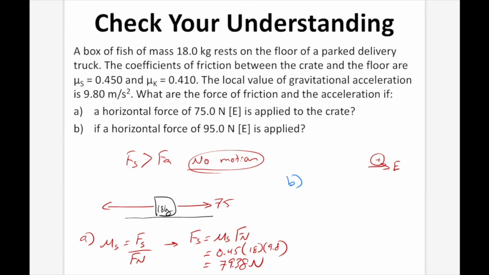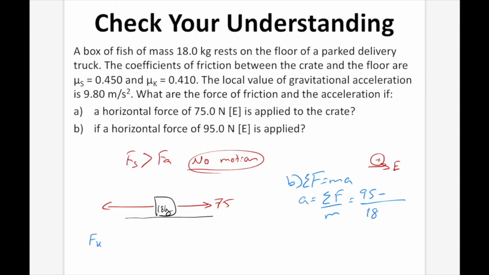For B, it says if a horizontal force of 95 newtons is applied. Well, we know that 95 is going to be bigger than the force of static friction, so it is going to move. So when it starts to move, we need to figure out how quickly it's going to move. We're going to use our equation: F equals ma, the sum of the forces. Acceleration is going to equal the sum of the forces divided by mass, and the sum of the forces is going to equal the force east, which is 95, minus the force of friction, which we'll figure out, divided by the mass, which is 18.